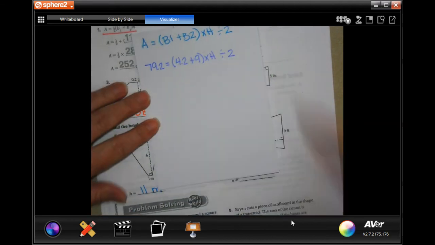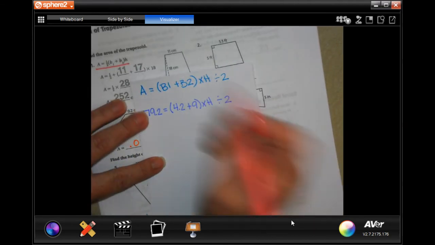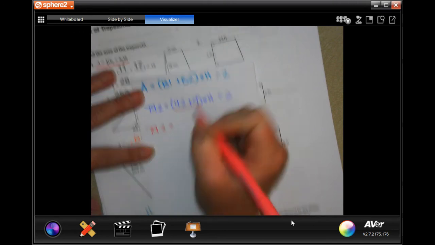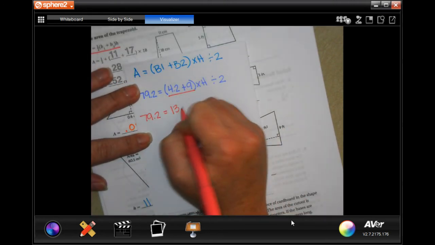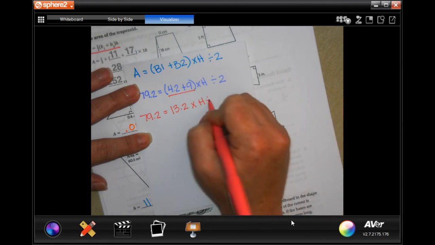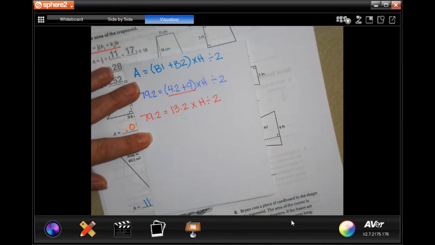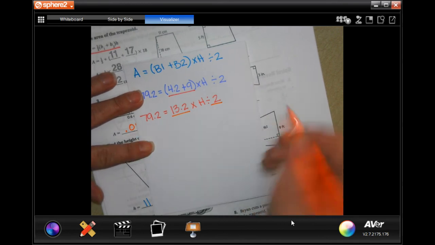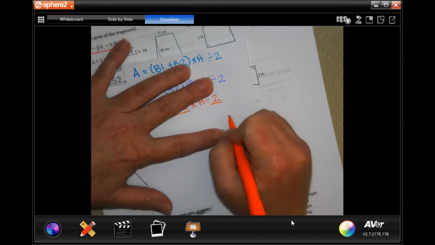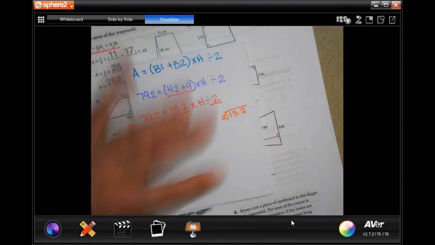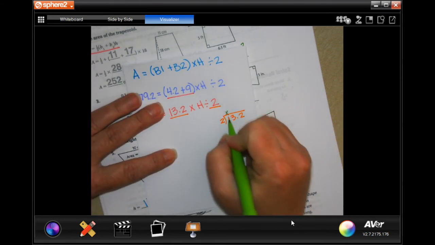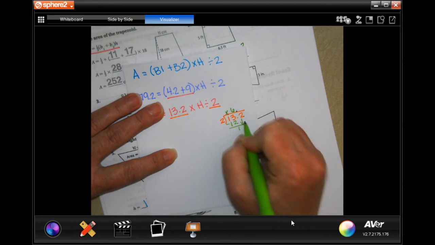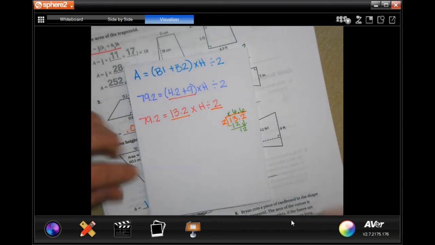So we are going to do this part first. 79.2 equals, this is going to be 13.2. You need to add that up. You absolutely can. No shame in your game. Now, to combine my like terms, I need to do 13.2 divided by 2. Now 2 is not going to go into 1, but it will go into 13 6 times. 6 times 2 is 12. Subtract, get 1. Bring down my other 2. That's 12 again, so it's going to be 6.6.